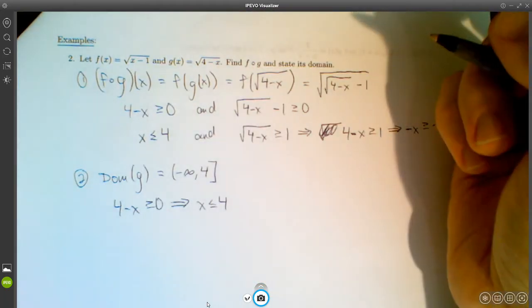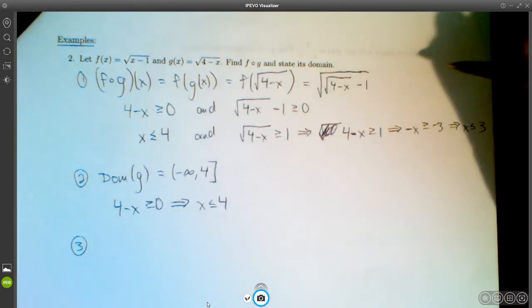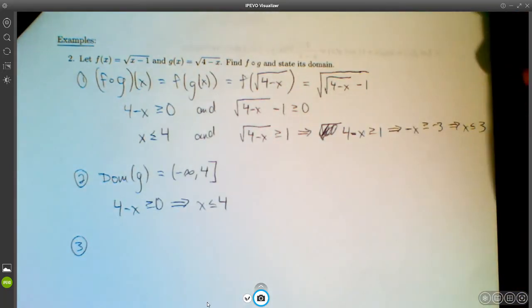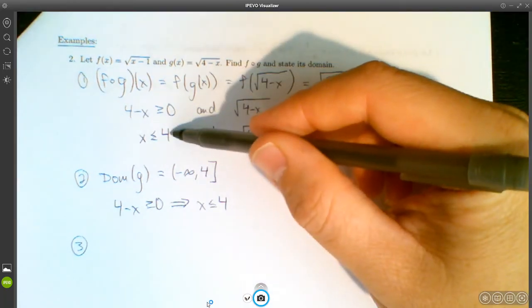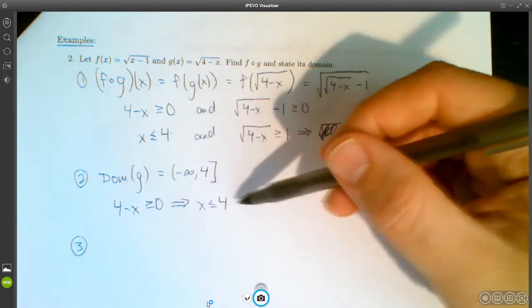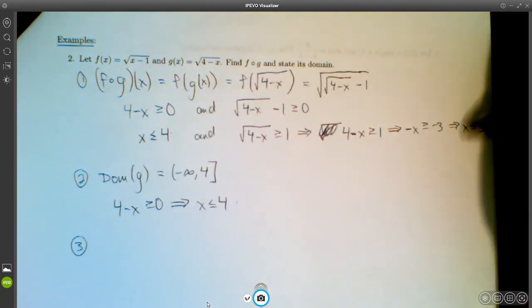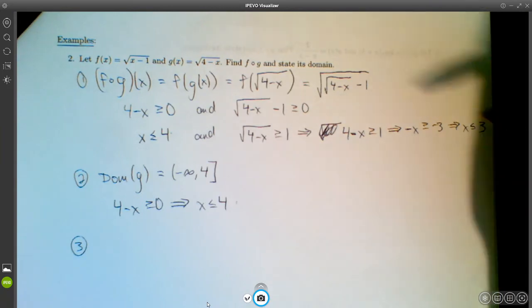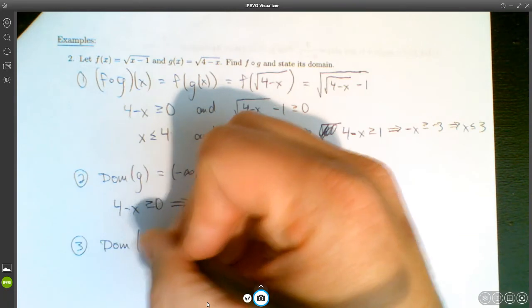Right? So now step 3 is we take the intersection of these two sets. In this case, we don't get anything new, because x less than or equal to 4 was already a restriction that we saw in step 1. So we don't get any new restrictions here. So our domain is still just going to be x less than or equal to 3. So we would say domain of f of g.